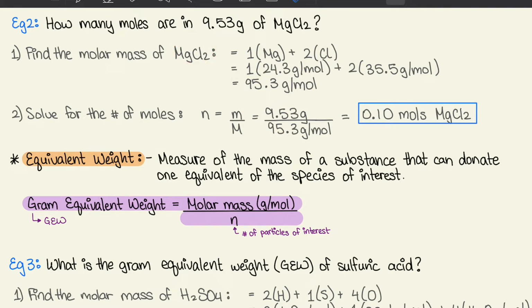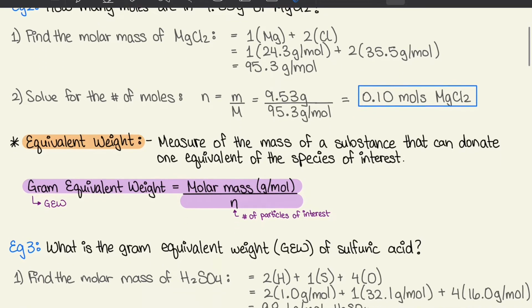And then number 2, we're going to solve for the number of moles. So we got n is equal to m over capital M, like I said before, and n is our moles. This lowercase m is mass, the uppercase M is molar mass. So it's going to be 9.53 grams over the molar mass of the whole compound, so that's 95.3 grams per mole, and we're going to get 0.10 moles of MgCl2, and that's our final answer.